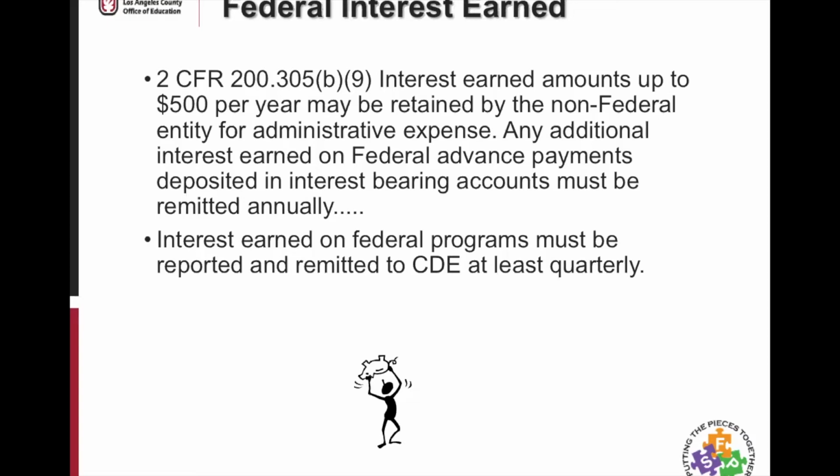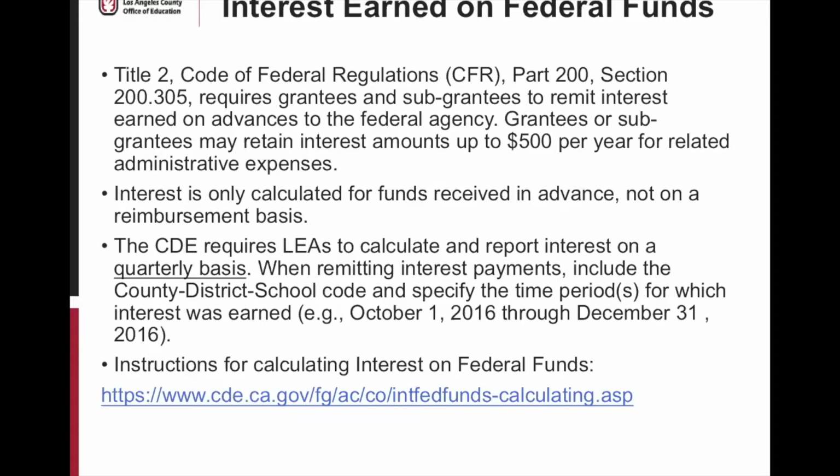Let's look a little more at interest and some of the requirements. Again, it's in the Code of Federal Regulations where this requirement is. As I said, the interest is only calculated for funds received in advance, not on a reimbursement basis. If you go to the CDE website, you'll see a long list of other grants that do not require cash management reporting. That's good news, bad news: the good news is you don't have to do the report. The bad news is you don't receive advance payments. You're on a reimbursement schedule. And again, you're reporting it quarterly.